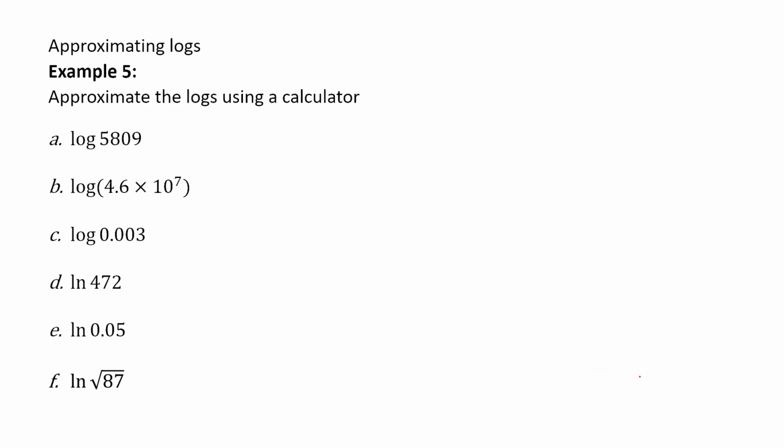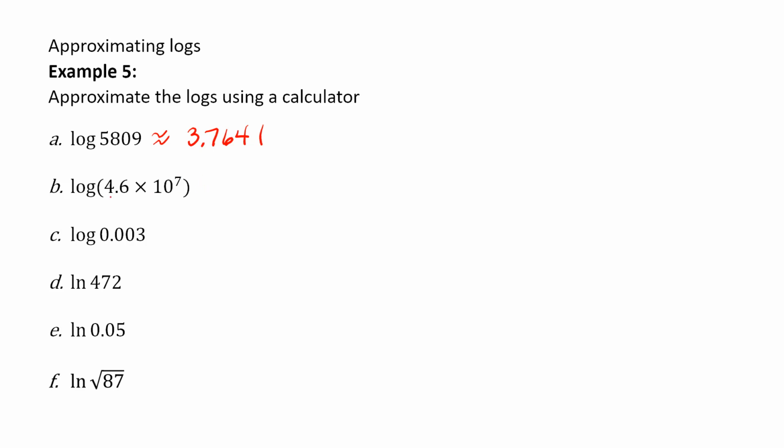All right, now we're going to approximate logs using a calculator. So on your calculator for log 5,809, you would just punch in 5,809 and hit the log button. If you do that, you will get about 3.7641, and that is just an approximation. And so that would be the exponent, or close to it, that you would put on 10 to get 5,809.